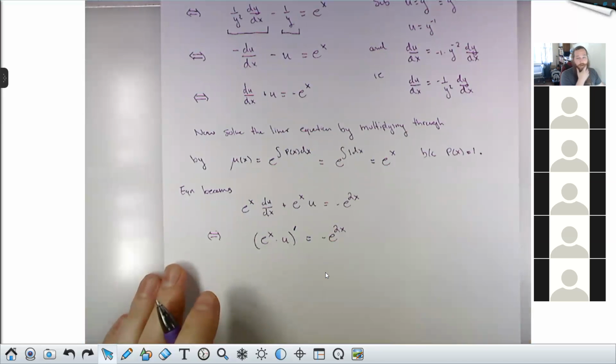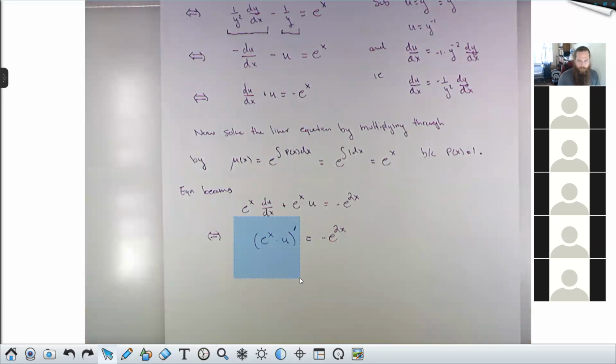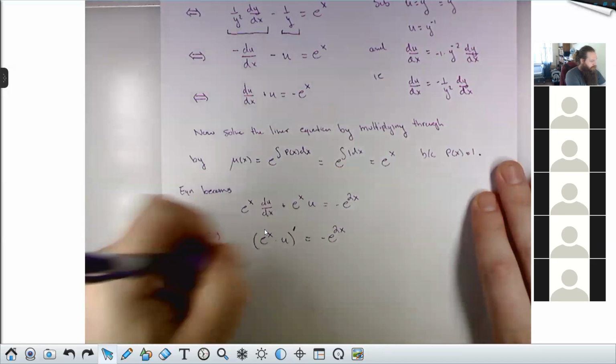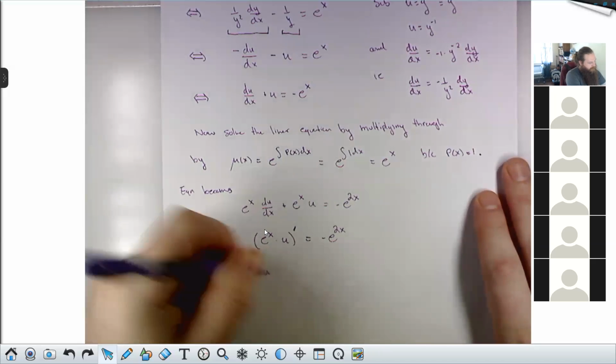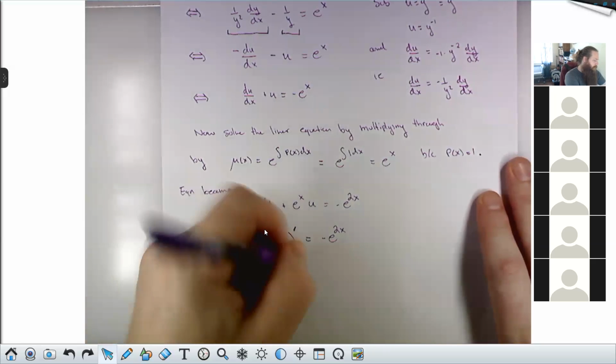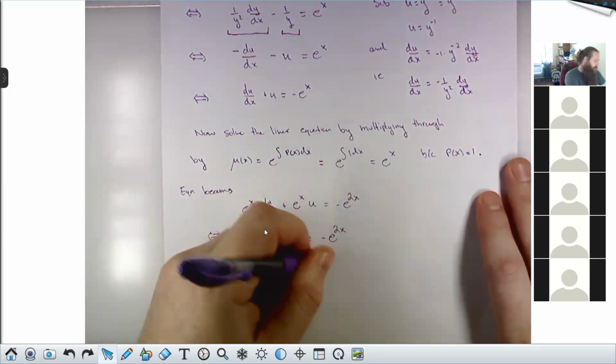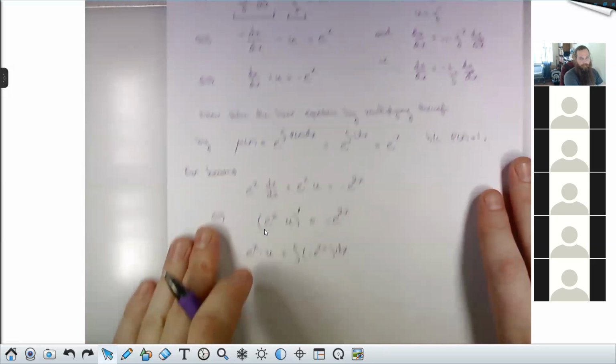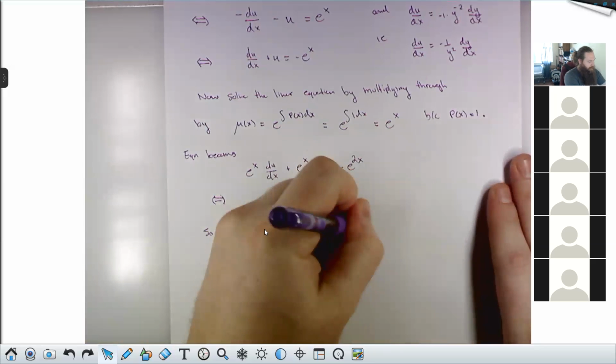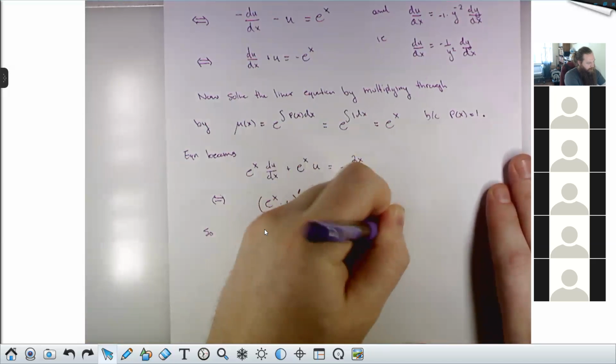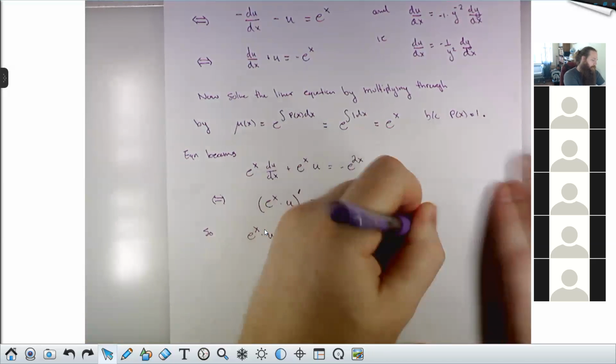So if I want to undo the prime on the left, because it's not so nice to write in Leibniz notation, you can call it d this thing over dx if you wanted to, and then separate variables, but it looks weird. If you want to undo the prime on the left to help you solve for u, that's our goal, to find the function u, you integrate on both sides. So e to the x times u is equal to the integral of negative e to the 2x dx. And the integral of negative e to the 2x is negative 1/2 e to the 2x plus a constant.